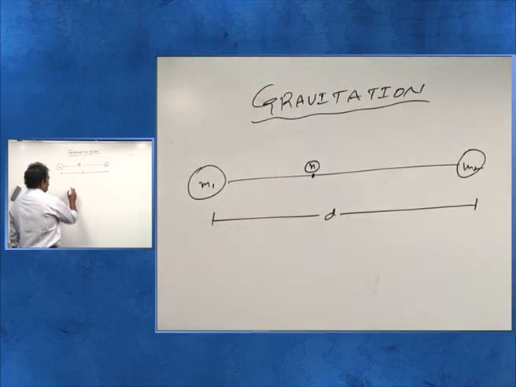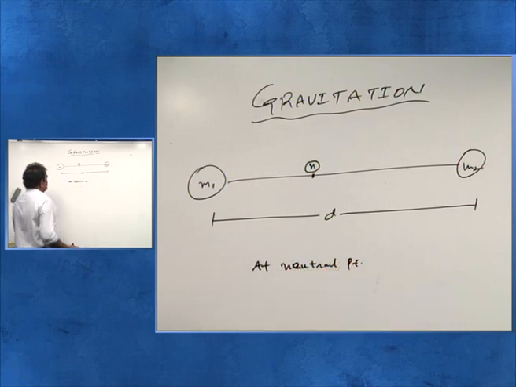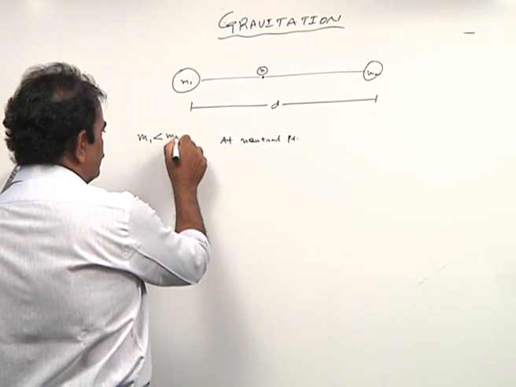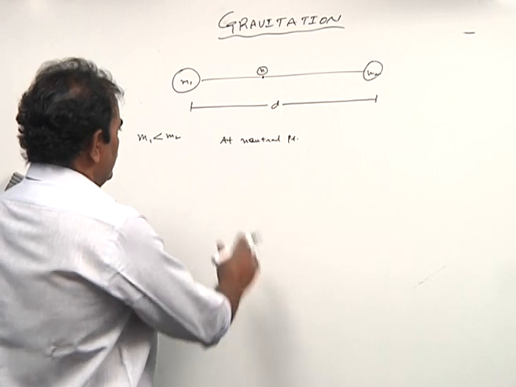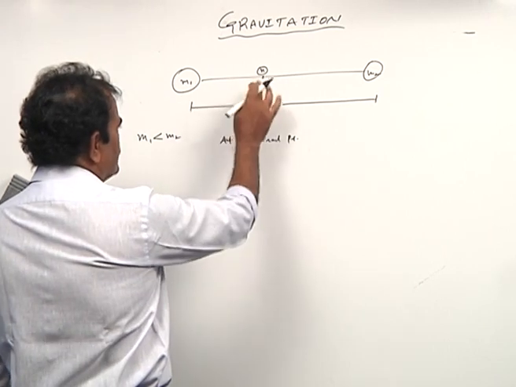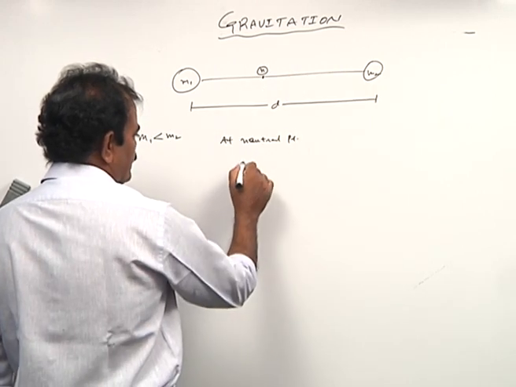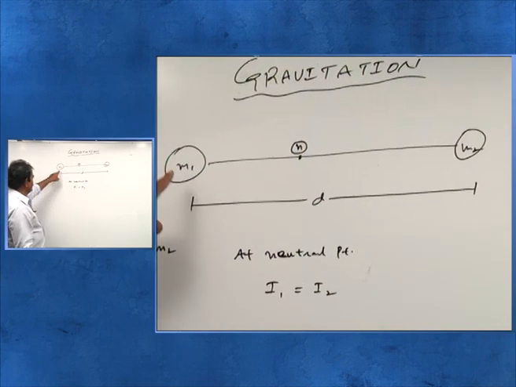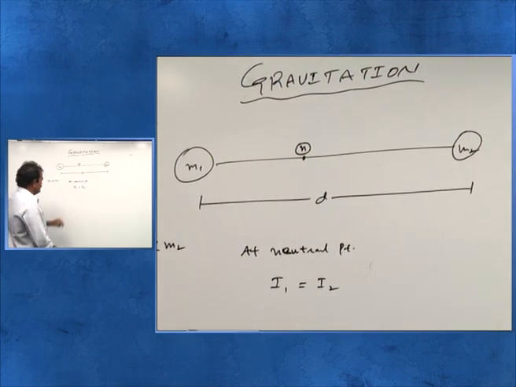Now, in the case of this neutral point, here these are unequal masses, and we suppose m1 is less than m2. At a neutral point, the intensity of gravitational field due to this mass and the intensity of gravitational field due to this mass are both the same. So we can take I1 is equal to I2.